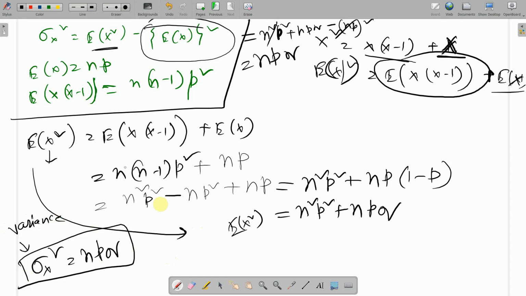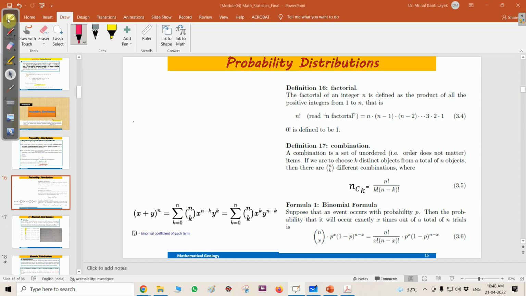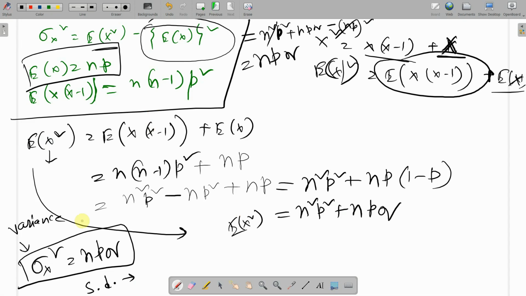So what did you get from here, that expectation value is np, means the mean value is np and the variance will be npq. What will be the standard deviation here? How can you calculate standard deviation from variance? Yes, so square root of variance, your standard deviation is sigma x equals to square root of npq.